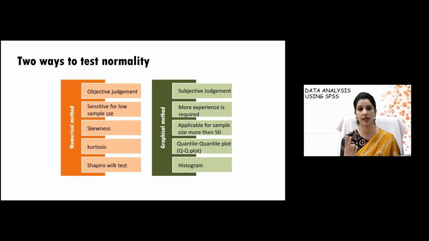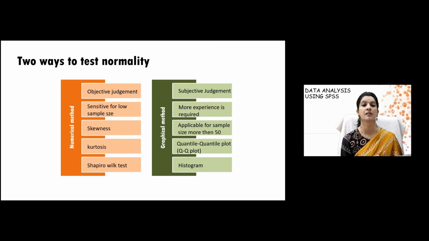So to summarize once again, there are 2 ways: the numerical way, which is an objective method, and the graphical way, which is a subjective method. In the numerical way, there are 4 ways to test normality. There is the standard deviation and mean, where if the standard deviation is less than half of the mean, the data is approximately normally distributed. The second is kurtosis, the third is skewness, and the fourth is the Shapiro-Wilk test. We will discuss these all one by one.